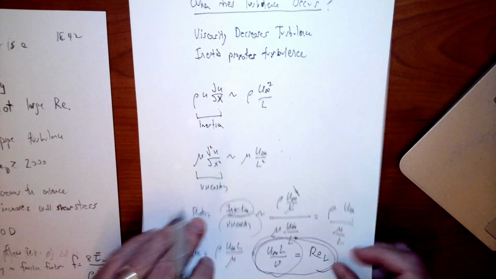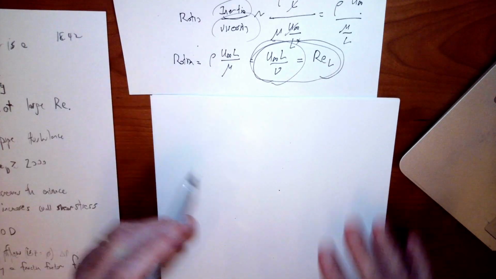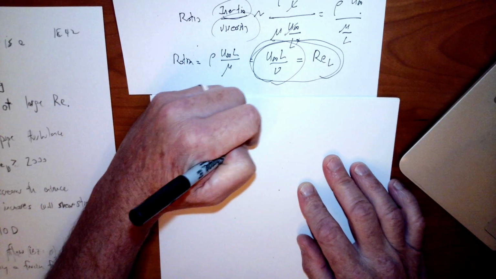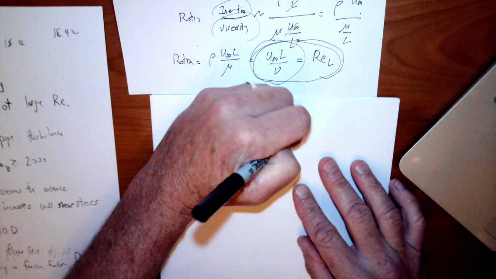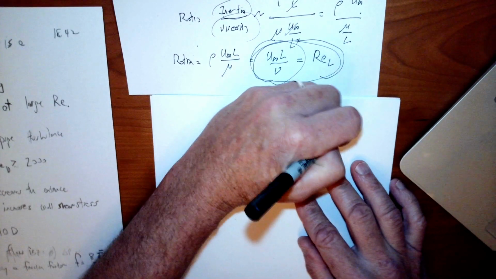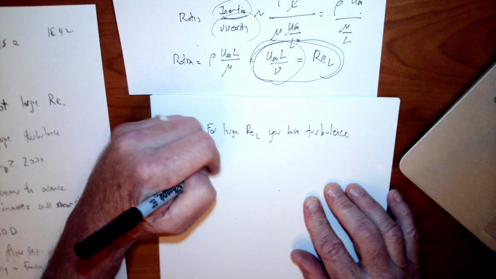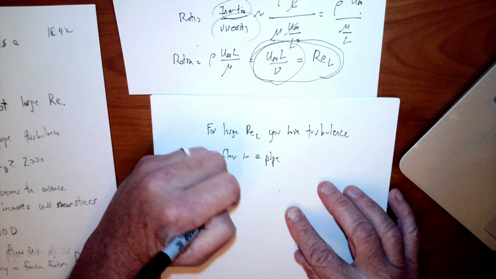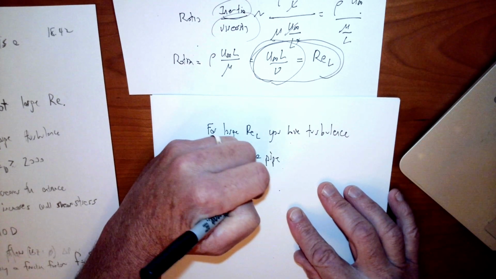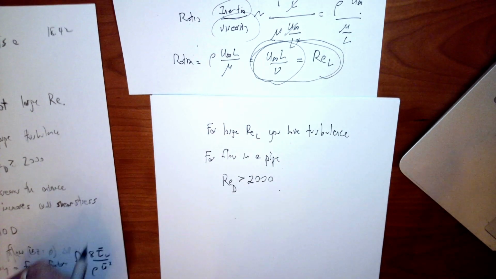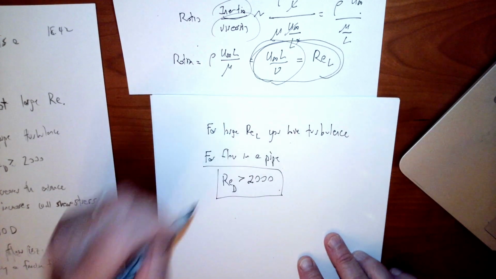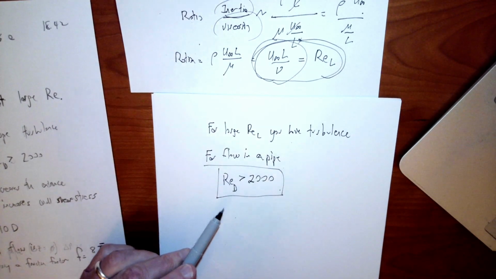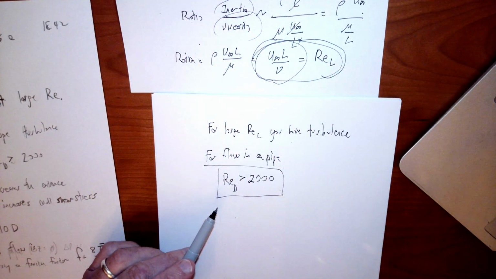For flow in a pipe, there's a very clear number. For large Reynolds numbers, you have turbulence. But the question is how large is large? Well, for flow in a pipe, you get turbulence if the Reynolds number based on the diameter of the pipe is greater than 2,000. So that's kind of a magic number that you need to remember. For flow in a pipe, a Reynolds number of greater than 2,000 means that turbulence will occur.